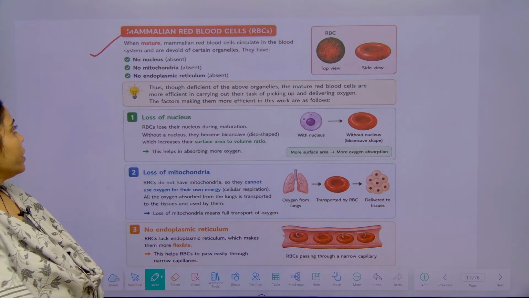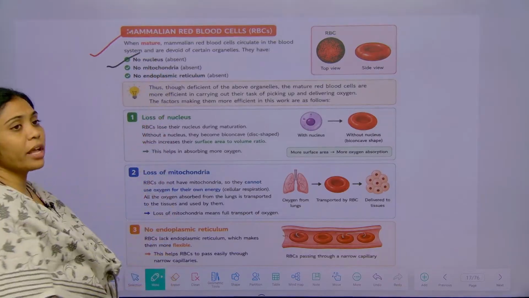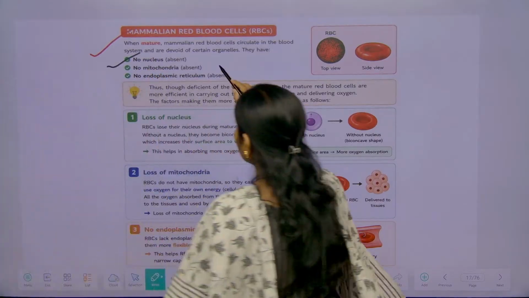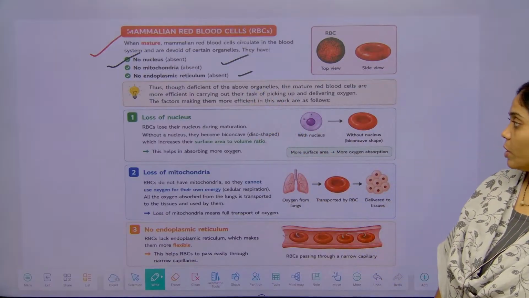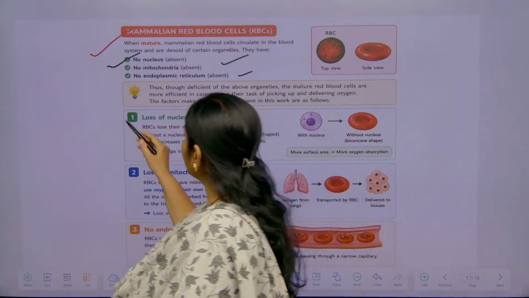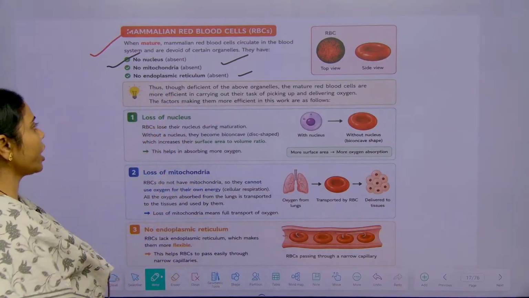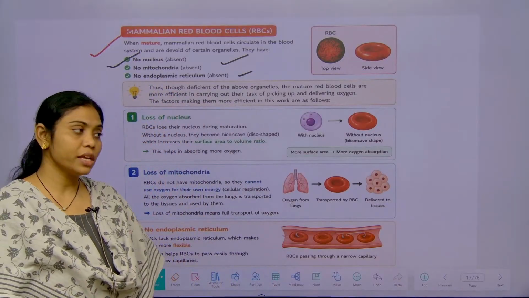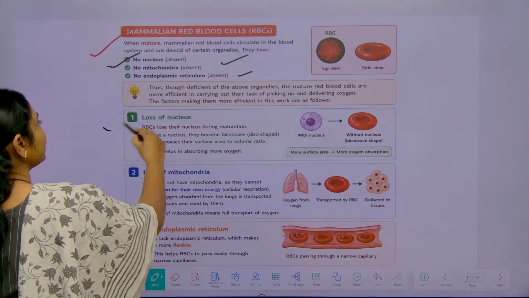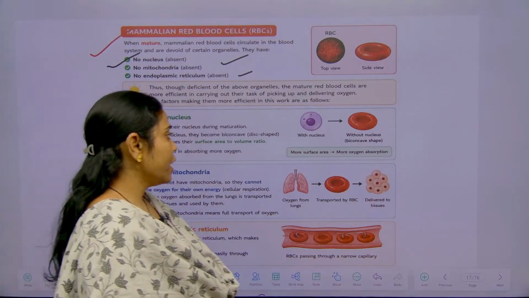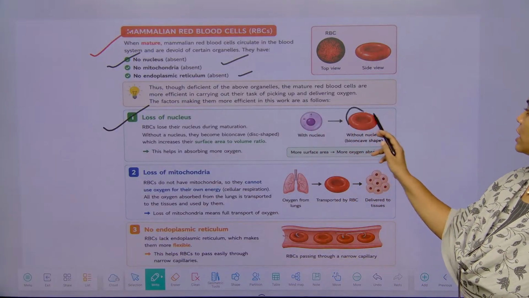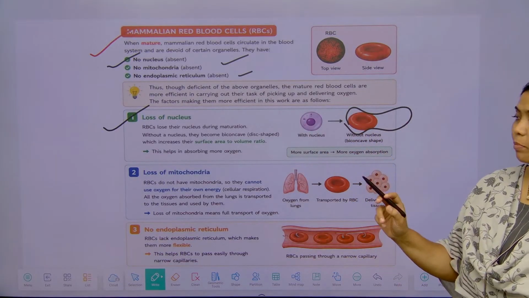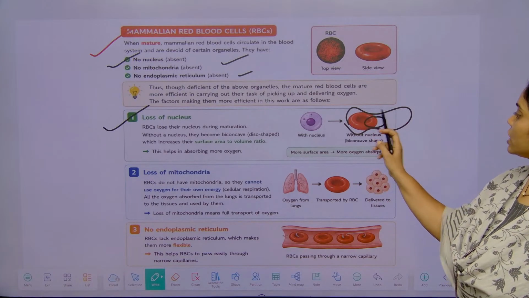As already we have discussed, the RBCs do not have a nucleus and also they do not have mitochondria or endoplasmic reticulum. So, is there any use if they do not have a nucleus, mitochondria and endoplasmic reticulum? Yes, of course, obviously. See, the loss of the nucleus gives a biconcave shape.